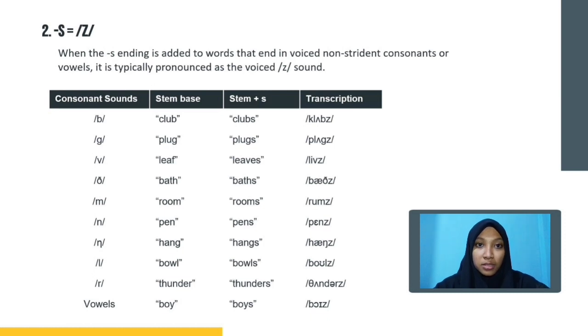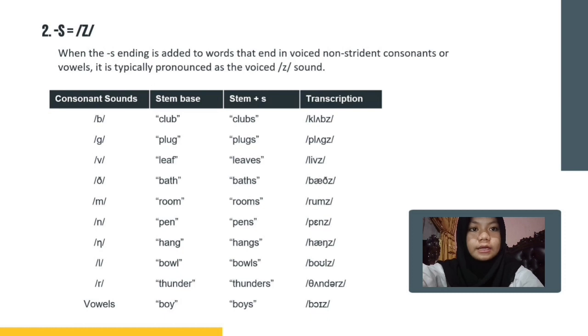Voiced B, stem base club, stem plus S, clubs. Voiced G, consonant sound plug, stem base plug, stem plus S, plugs. The voiced L, stem base leaf, stem plus S, leaves. Voiced V, stem base bed, stem plus S, beds. And the next consonant sound is M, stem base room, stem plus S, rooms, transcription rooms. And the next is N, stem base pen, stem plus S, pens, transcription pens.